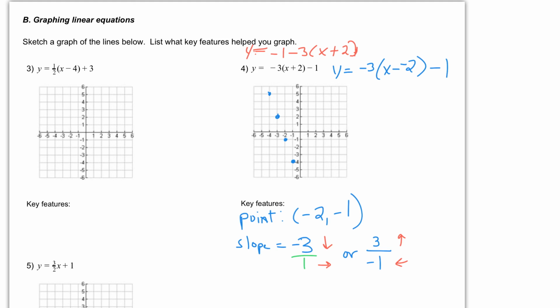And then I'm going to go ahead and connect these points and make a nice straight line. And hopefully your line is a little bit straighter than mine. I'm just going to straighten this out a little bit for us. And then the arrows again on the end indicate that it's going to go on forever.